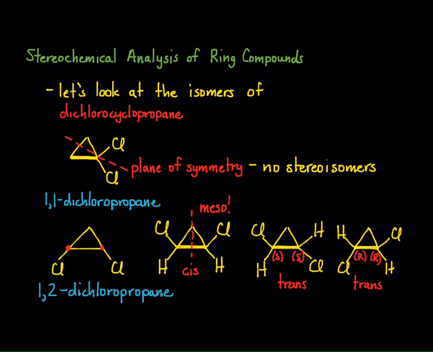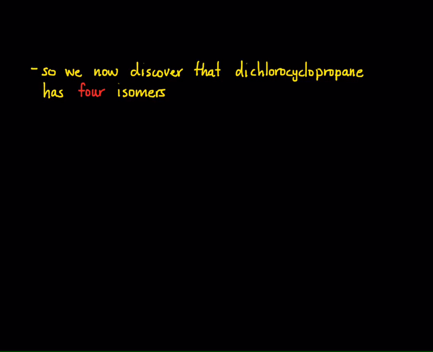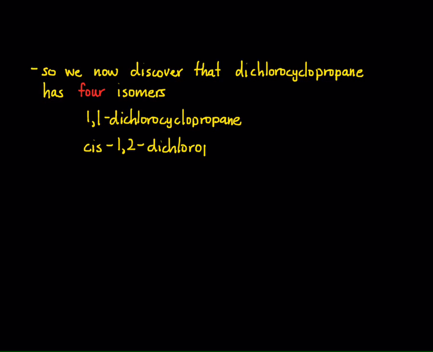So it's important to note, what do we have in terms of all of the isomers of dichlorocyclopropane? Well, there are 4 of them, 4 isomers. We have 1,1-dichlorocyclopropane. We have cis 1,2-dichlorocyclopropane, which is a meso compound, and it is optically inactive, as is the 1,1-dichlorocyclopropane.